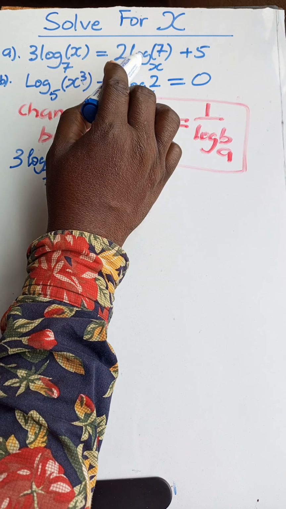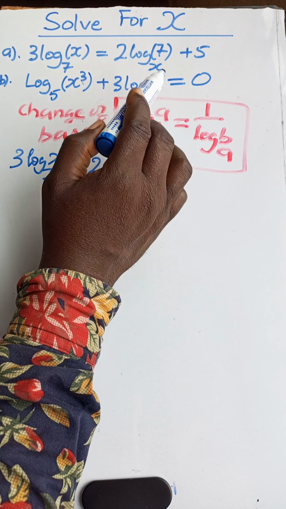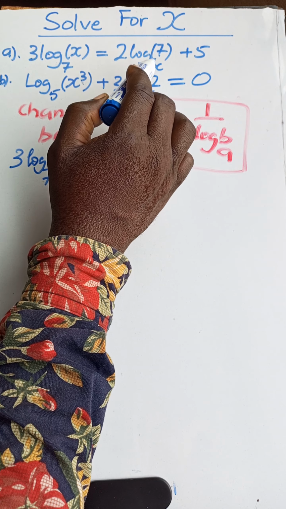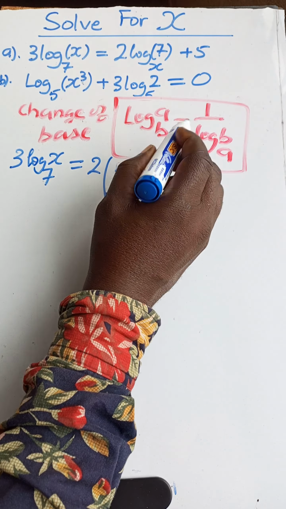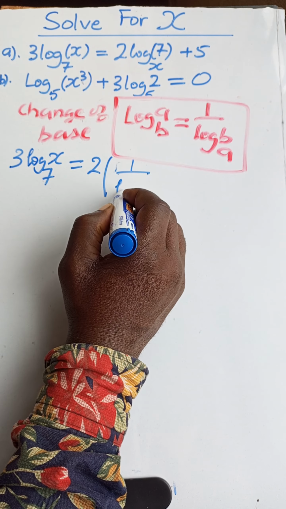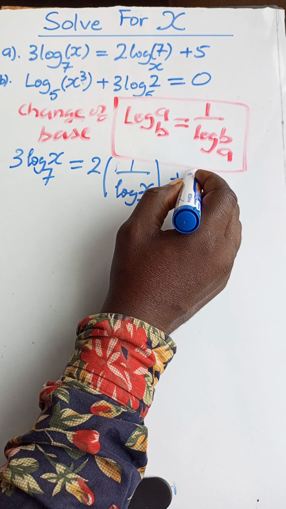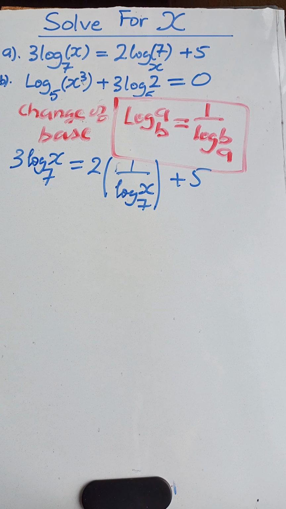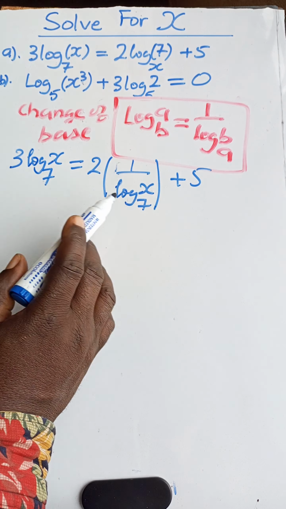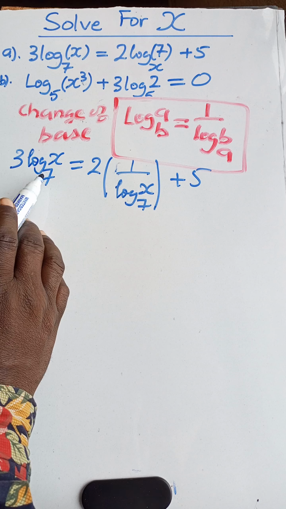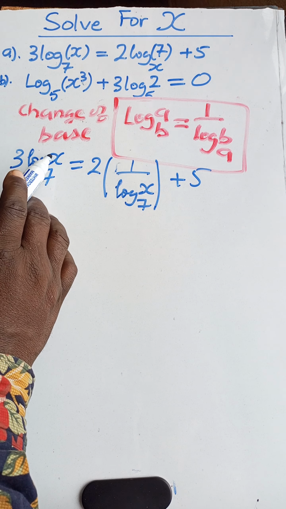Now, to bring this to base 7, I apply that law. The argument becomes the base, and the base becomes the argument. So it becomes 1 all over log x base 7 plus 5. Okay? Now, this is what we finally obtain. We have arranged everything to have the same base, base 7, base 7. And again, the arguments are the same.